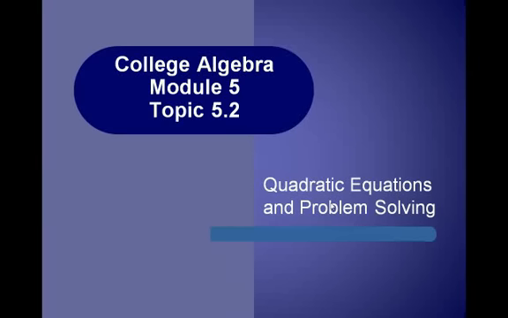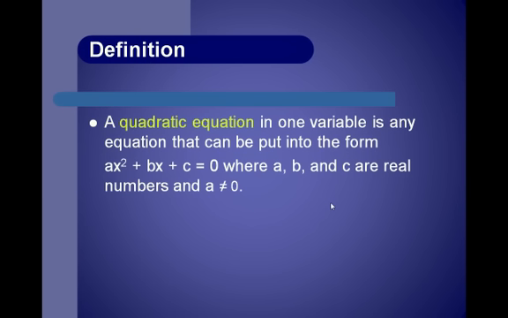College Algebra, Module 5, Topic 5.2, Quadratic Equations and Problem Solving. A quadratic equation in one variable is any equation that can be put into the form ax squared plus bx plus c equals 0, where a, b, and c are real numbers and a does not equal 0.